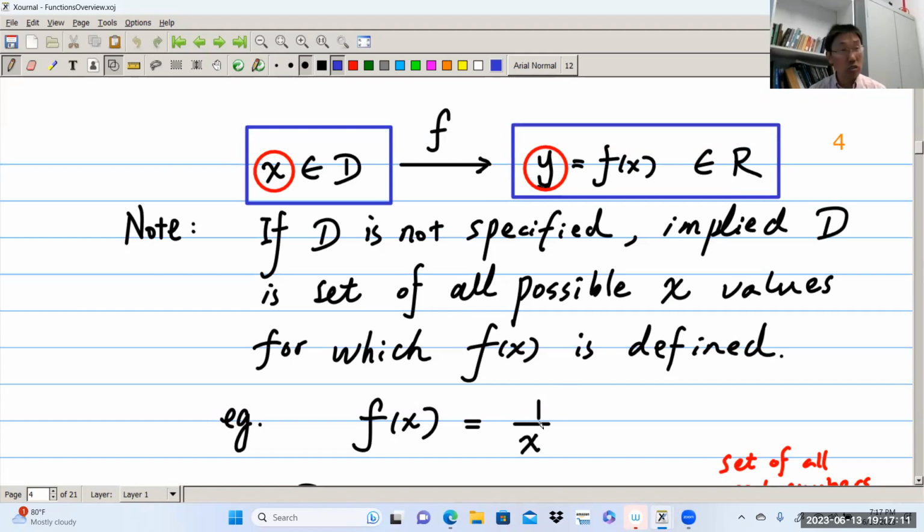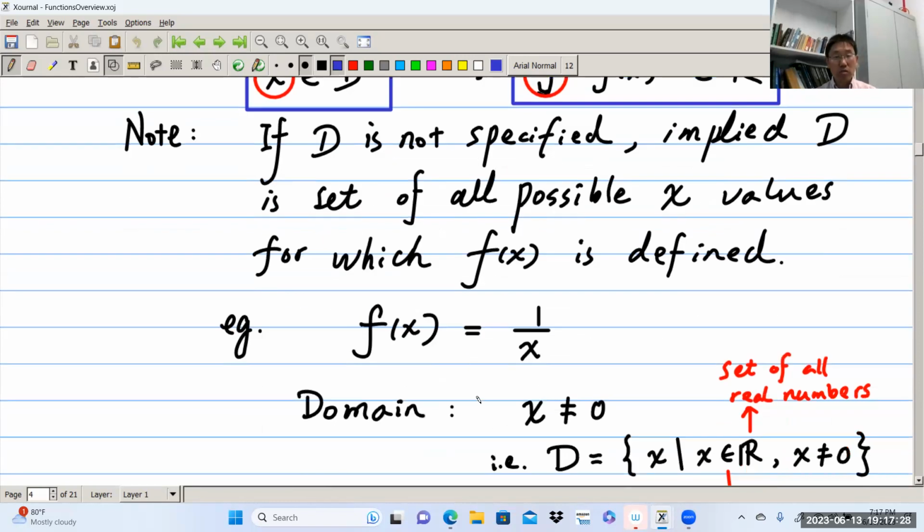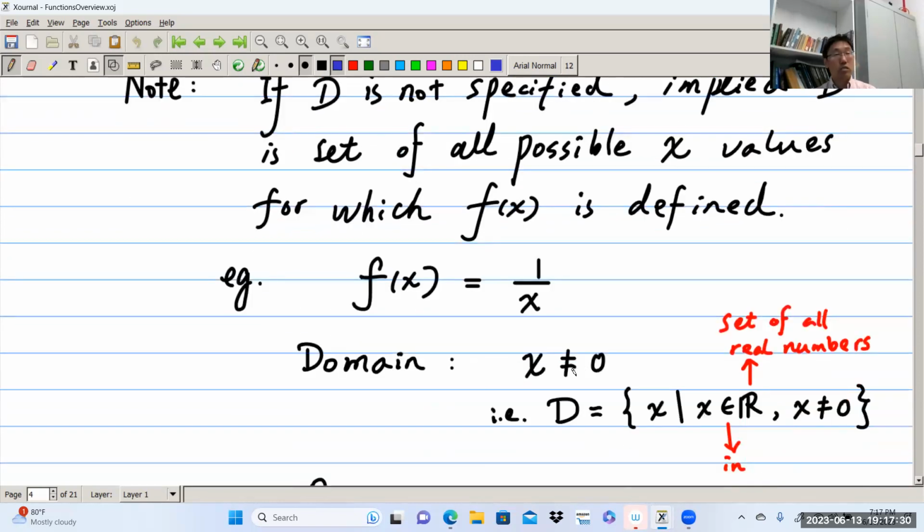You know this number machine is happy if the input is not 0, right? So 1 over x, you can divide 1 by any non-zero number. So x can be any real number except 0. So what's the implied domain of this function? X is not equal to 0. And you can write down this domain in terms of the so-called set notation.